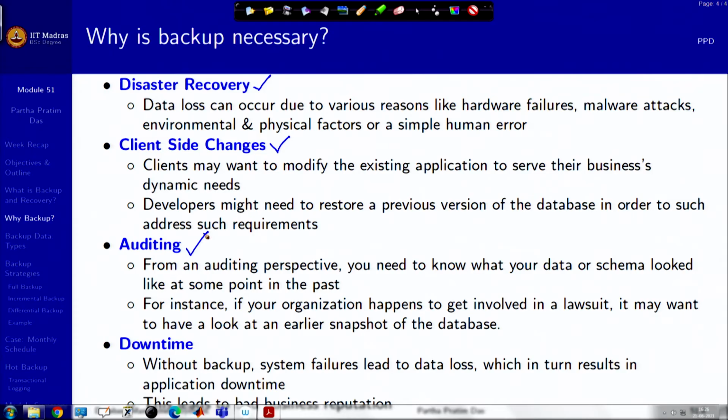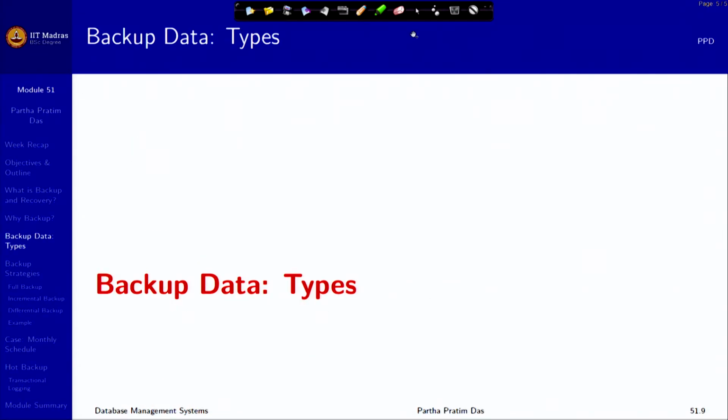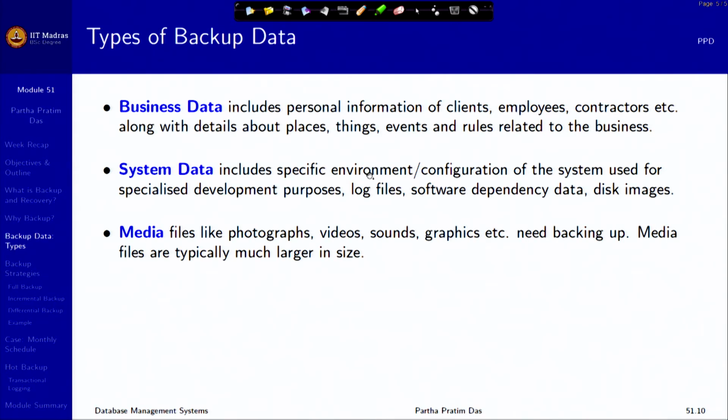This needs backups to be there. And certainly the downtime, without a backup, the downtime of a database system would be much higher, and downtime is certainly not at all good for a business. So, you will want to minimize that downtime. So, when we do backup, let us see what are the types of data that we would backup.